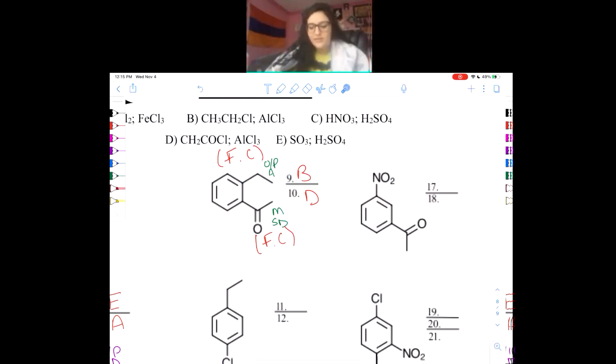In addition, we know that this had to be added first because both reactions are Friedel-Crafts, and alkylation cannot happen after acylation.